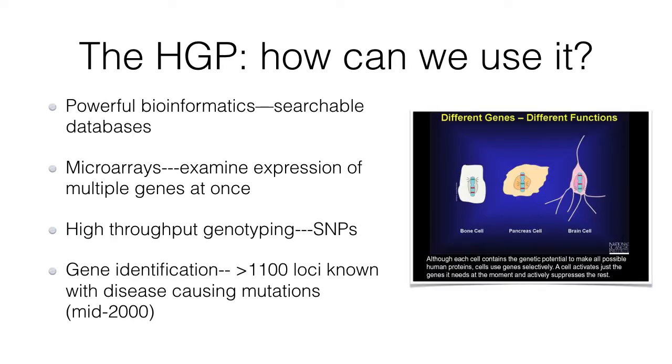Okay, so the Human Genome Project is a powerful bioinformatics information. So we can look at the databases, and it is a searchable databases. So by knowing this, how can we use it? Now we can use microarrays to examine expression of multiple gene at once. We can use other technologies as well to look at the single nucleotide polymorphisms to know what makes each and every one different. Okay, and we can also identify genes. We have more than 1,100 loci with disease-causing mutation.